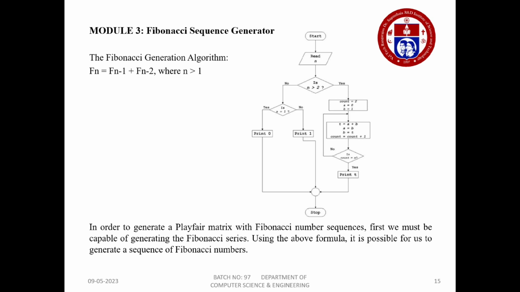Suppose the Fibonacci sequence output is 35. Reversing it will become 53. Then doing modular division by 64, the key is 53. But suppose by reversing we get 65. Then doing modular division, the key will become 1, not 65, because it is greater than 64.